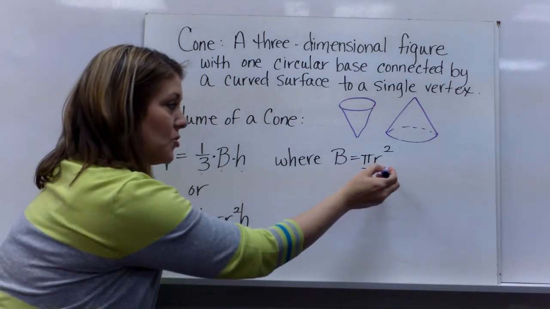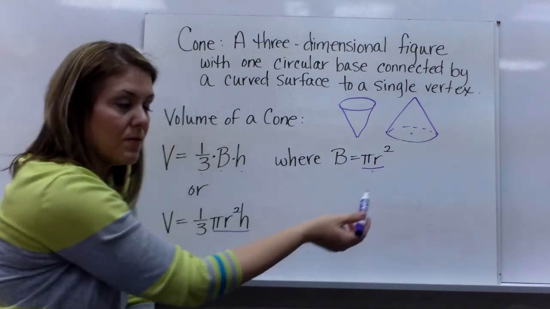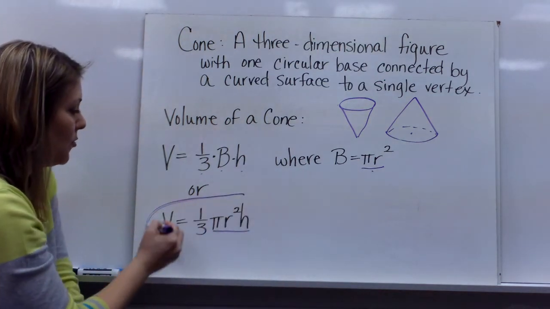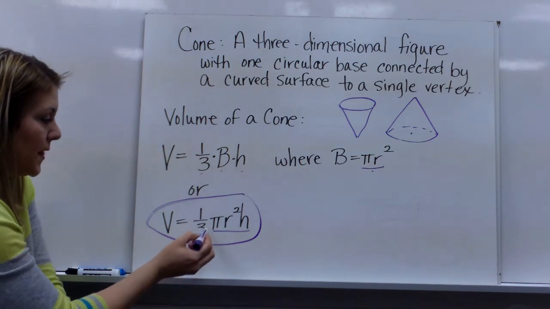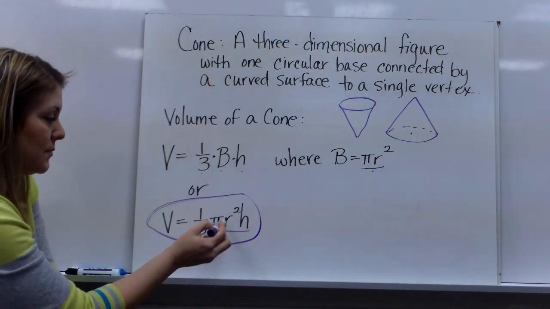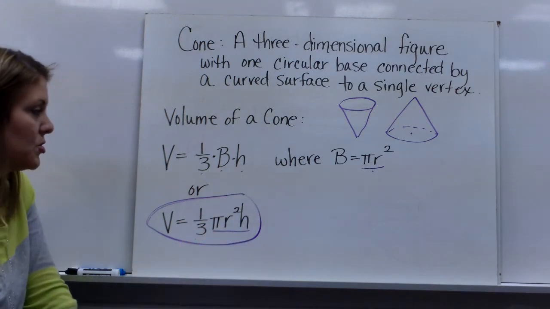Again, our base is a circle, so we're still going to stick with that pi r squared for area of the base. So the more common formula that you will use and see is 1/3 times pi times r squared times the height. So all of this is just straight multiplied.